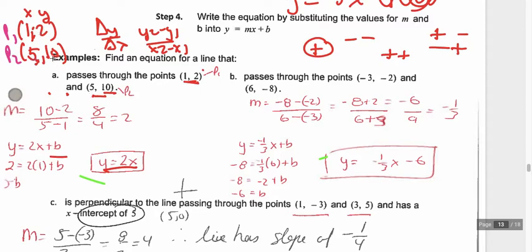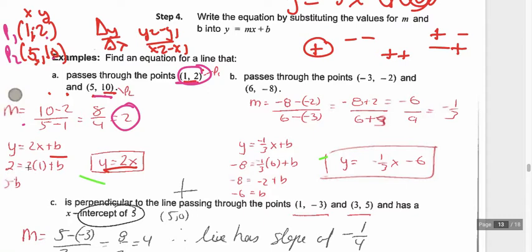So here I go, this one subtract this one. That's going to be y2 minus y1: 10 minus 2 is 8. 5 minus 1 is 4. There is my slope of 2. You sub that into the equation, y equals 2x plus b. Then you take one of these 2 points and sub them in as x and y. So in this case, I use the point 1, 2, and I sub in for my x the 1 and for the y the 2.